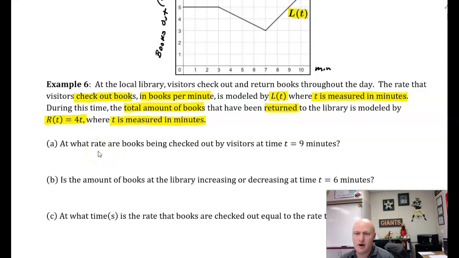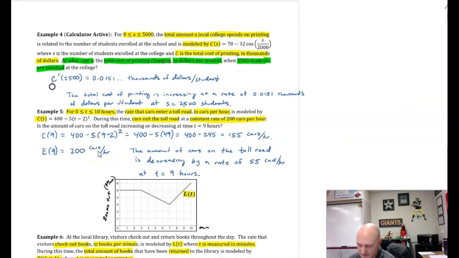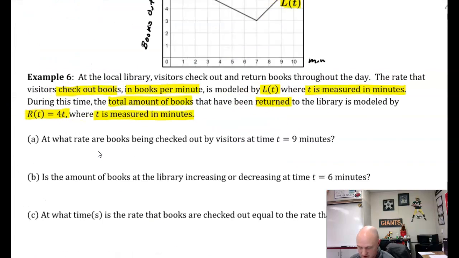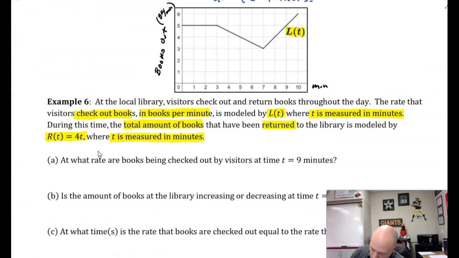All right, so here they say, at what rate are books being checked out by visitors at t equals 9 minutes? Well, if I want the books being checked out, I'm going to go to my graph. I'm going to look at 9, and I'm going to go up to my graph right here. And it looks like 5. So 5 books per minute. This is L of 9. L of 9 is equal to 5 books per minute.